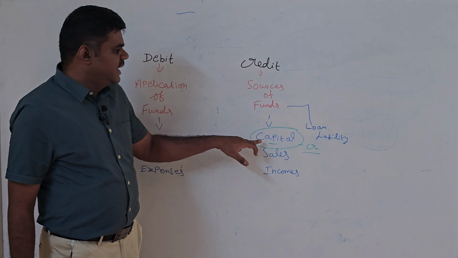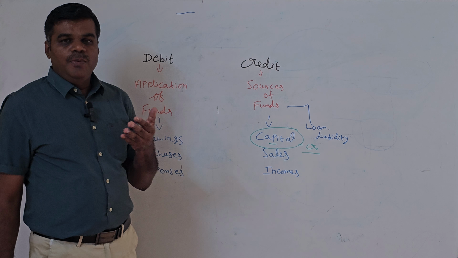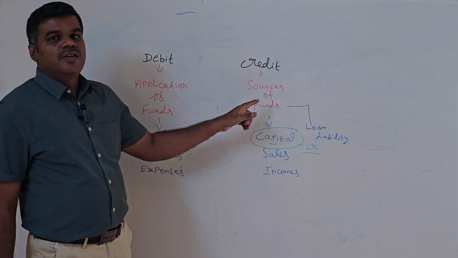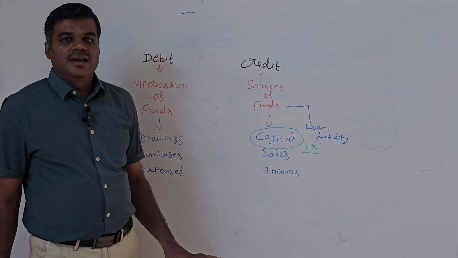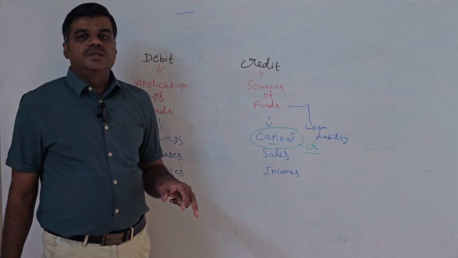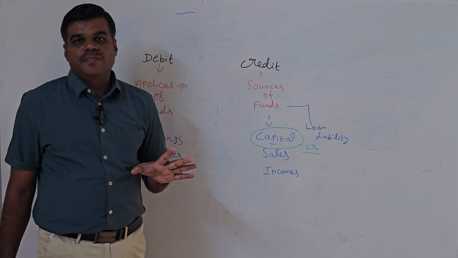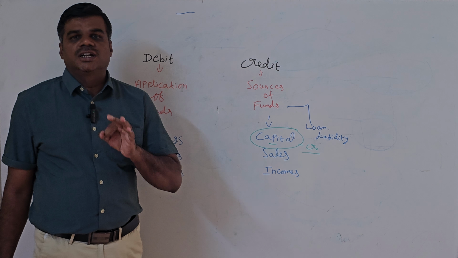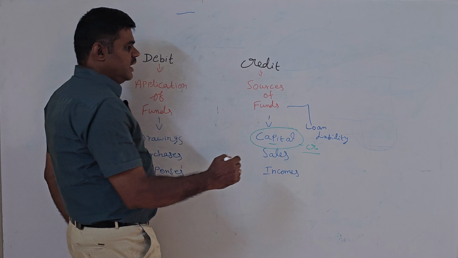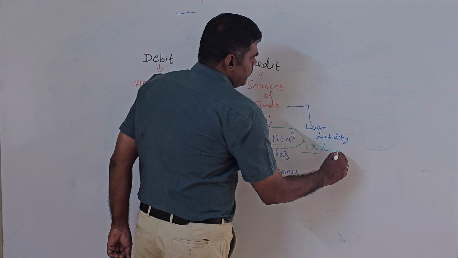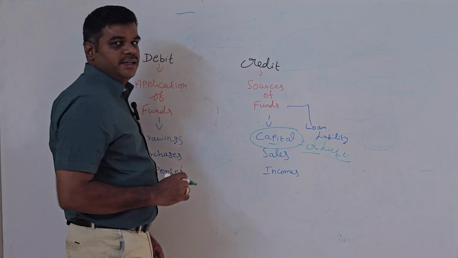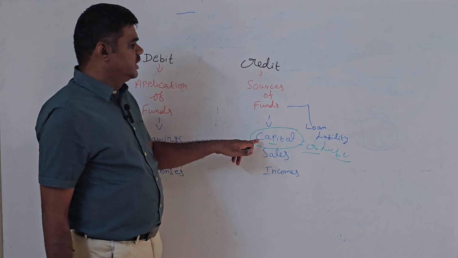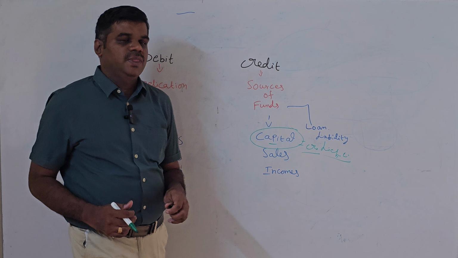Why is capital credited here? Capital is the main source of business. Sources of funds will be termed as credit. With the help of capital, a business person can start his business, and his primary motive is to get back his invested amount. That's why capital is a liability. He should return it. With the help of that source of funds, he is starting the business. That's why capital is credit.